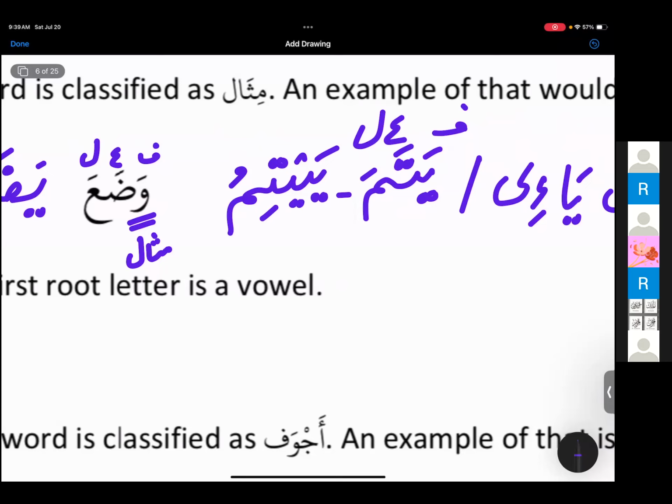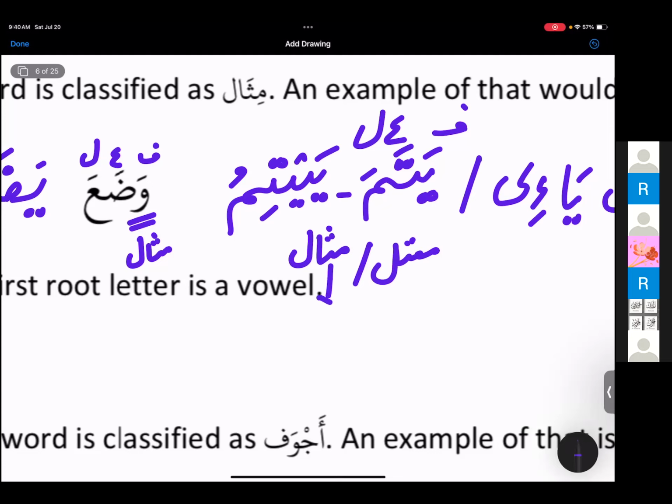Fa kalima has got the weak letter ya. Fa kalima is ya this time, right? So this is mu'tal and then misal.